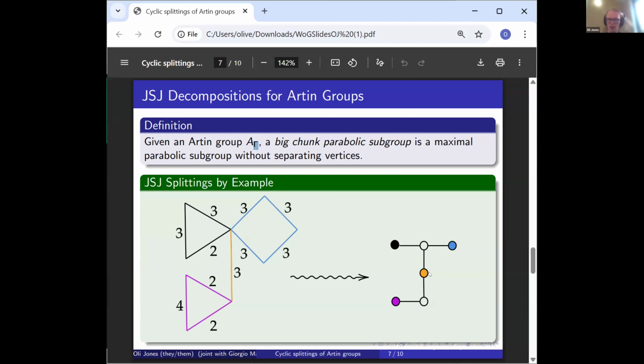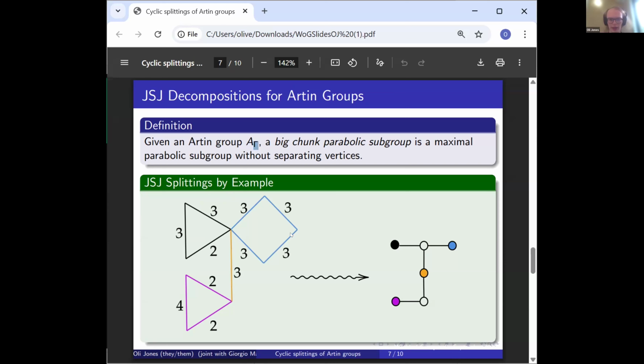Now, this is a JSJ decomposition because any of these big chunk parabolic subgroups doesn't split over Z. That means if you think about the action of this Artin group on any tree, then restrict the action to this subgroup, it must have a global fixed point, because otherwise this would split over Z, but it doesn't have a separating vertex. But that's exactly the definition we just saw of JSJ decompositions, that all of the elliptic subgroups must fix a point in all Z splittings.